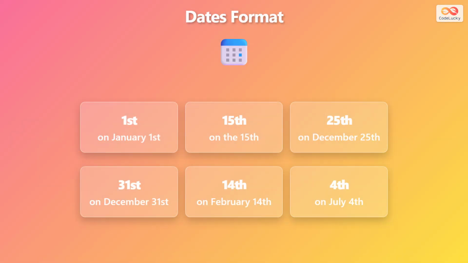For dates, use on before the date. On January 1st, on the 15th, on December 25th. On December 31st, on February 14th, on July 4th. Always month name first, then date with on.